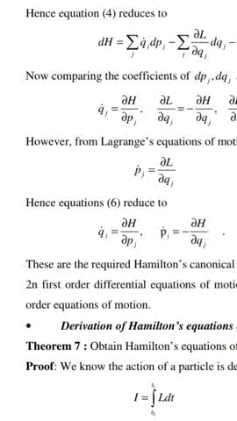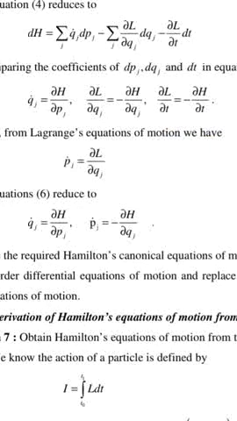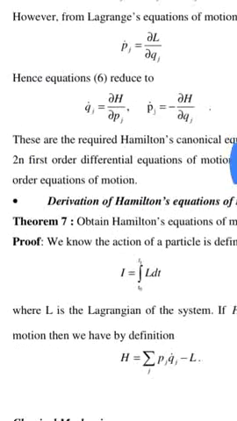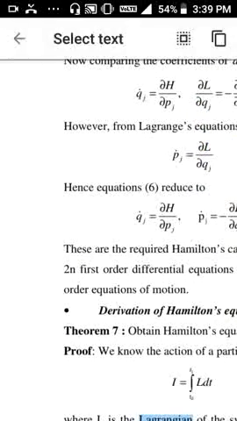However, from Lagrange's equations of motion, we have pj dot is equal to ∂L/∂qj. Hence, equation 6 reduces to qj dot is equal to ∂H/∂pj and pj dot is equal to minus ∂H/∂qj. These are the required canonical equations of motion.